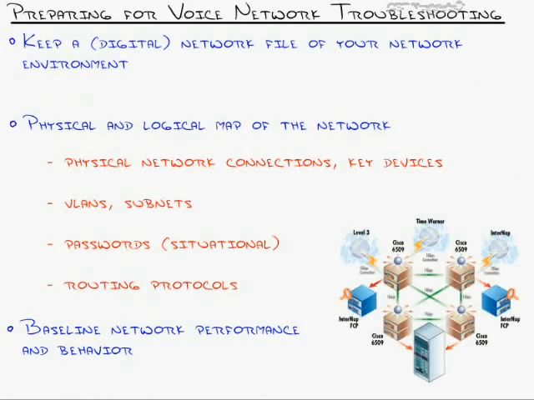So, when we are getting ready or preparing for our voice network troubleshooting, there are some things that we should have on hand. I know it's geared around voice network troubleshooting, but this goes for all network troubleshooting. These things should be in place. Number one is keep a digital network file of your network environment, meaning something on the data network that is updatable, like a network diagram that has a physical and logical map of the network and so on.